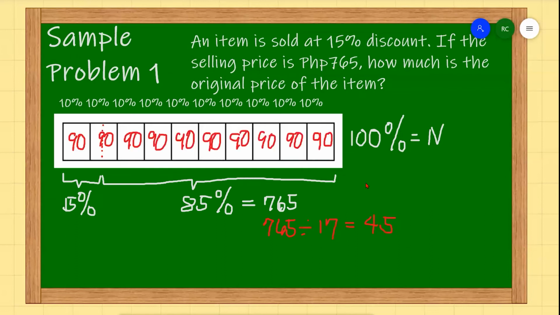Therefore, to get the value of n, which represents the original price of the item, we have to multiply 10 units times 90 pesos per unit to give us 900 pesos. Therefore, the original price of the item is 900 pesos.